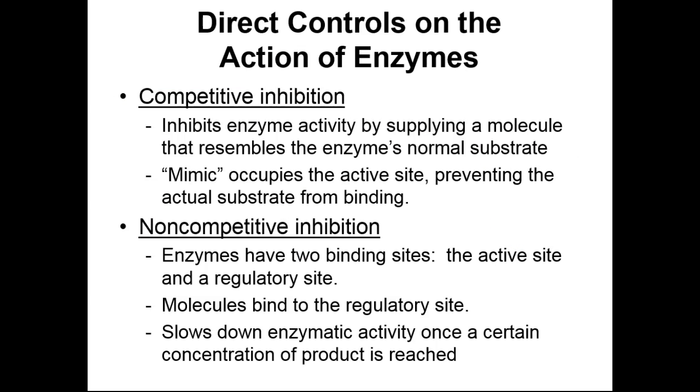To regulate the action of our enzymes, we'll have competitive and non-competitive inhibition. Competitive inhibition is when we supply a competitor molecule that has a similar shape to the substrate. This similar shape will mimic the shape of the normal target molecule or normal target substrate and clogs up this active site. And if the active site is clogged up with the competitor, the actual substrate can't get in and the normal chemical reaction can no longer take place. So competitive inhibition functions by clogging up the active site.